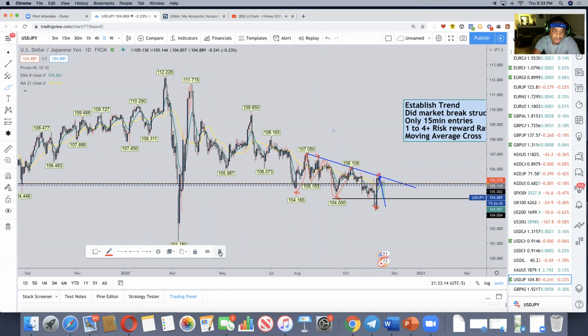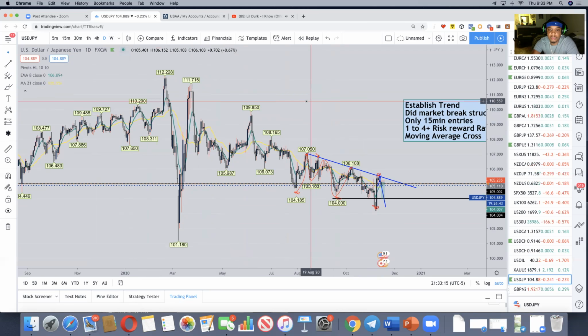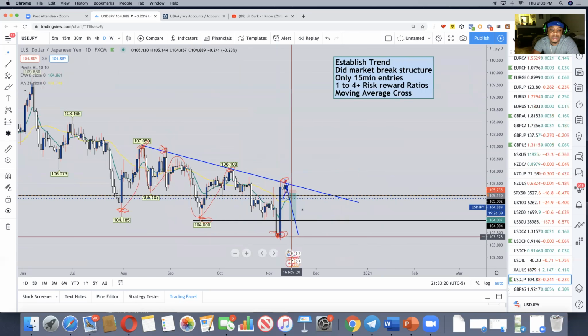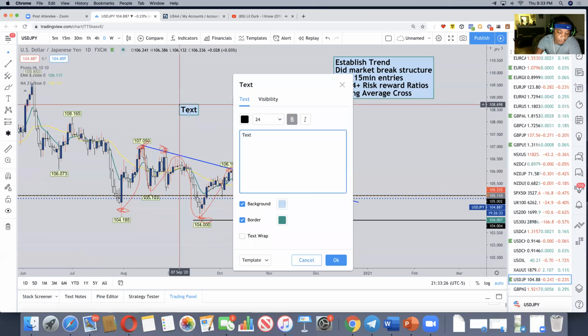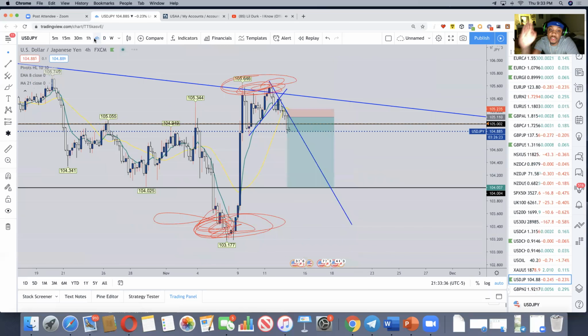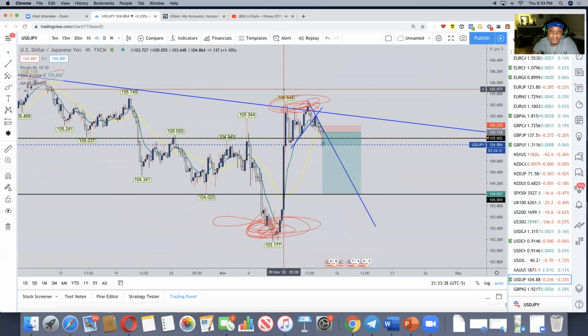So let's get straight to it. The breakdown: we established a trend already, right? USDJPY, bearish. It's a bearish trend, simple. No matter how you flip it, it's a bearish move. Bearish. Let's tap into the smaller time frame, y'all.